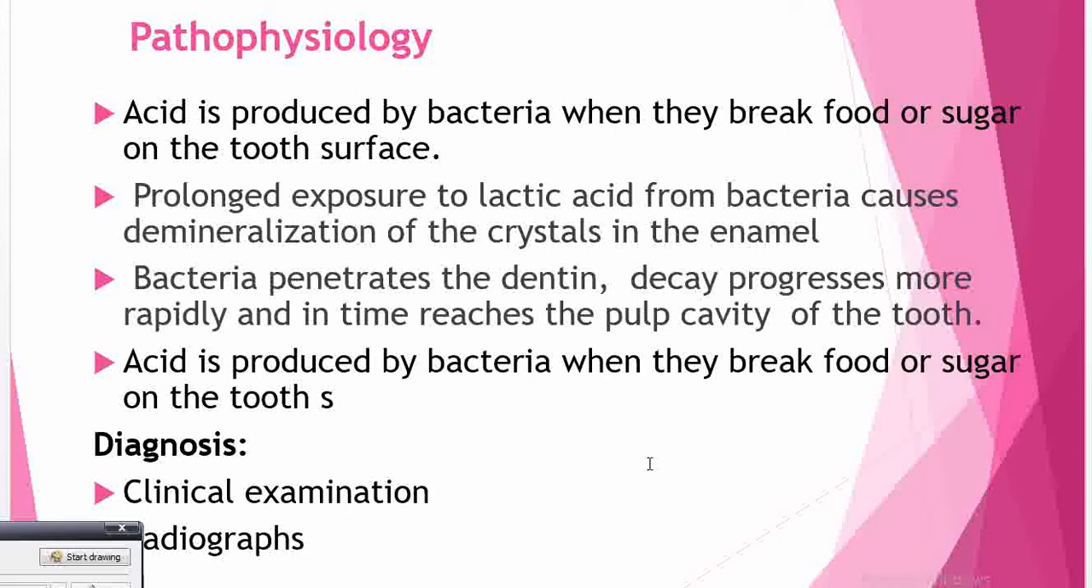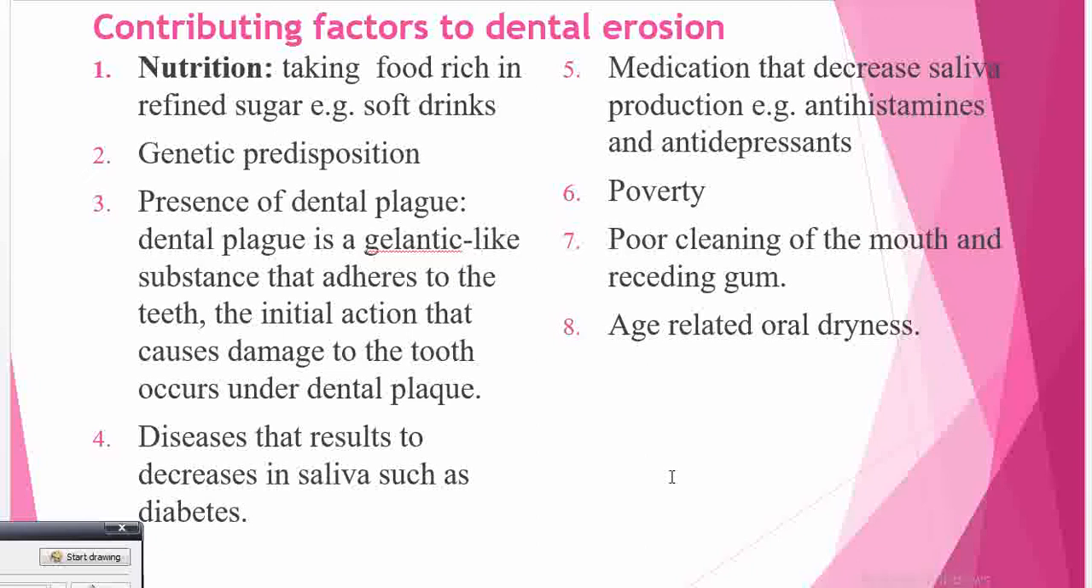All those, removal of the tooth, filling, require information on the alignment of the teeth and how the problem is, so you also need a radiograph to confirm. So the factors that contribute to dental erosion: nutrients. When you're taking your history, you talk about the nutrition and genetic predisposition. You can inquire about the family line, kama kuna mtu alikuwa na shida ya meno. Presence of dental plaque. Dental plaque is a gelatin-like substance that adheres to the teeth, then initiates action that causes damage of the tooth, and then dental plaque appears.